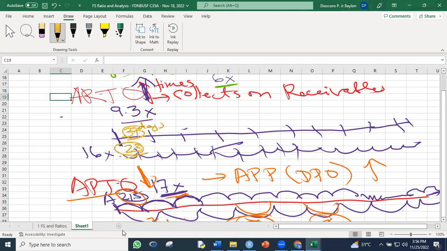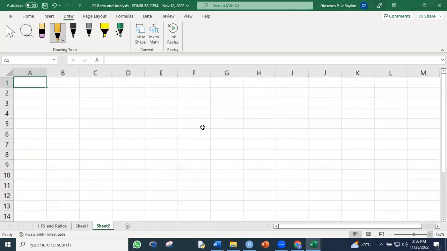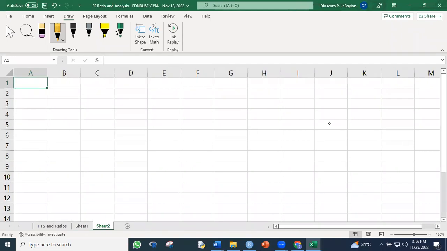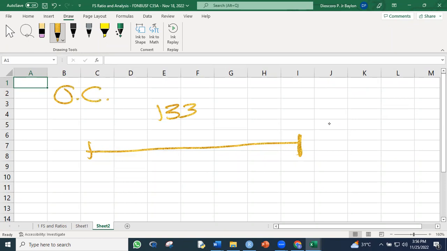So let me open a new worksheet. Okay, you can see the disparity. Ito yung timeline. So it takes the company around 133 days. So itong buong cycle na to, 133. Okay? So this is called also the operating cycle, which is your days inventory outstanding. So ito yung DIO natin plus the DSO. 133 lahat. So this is called also the cash to cash cycle.